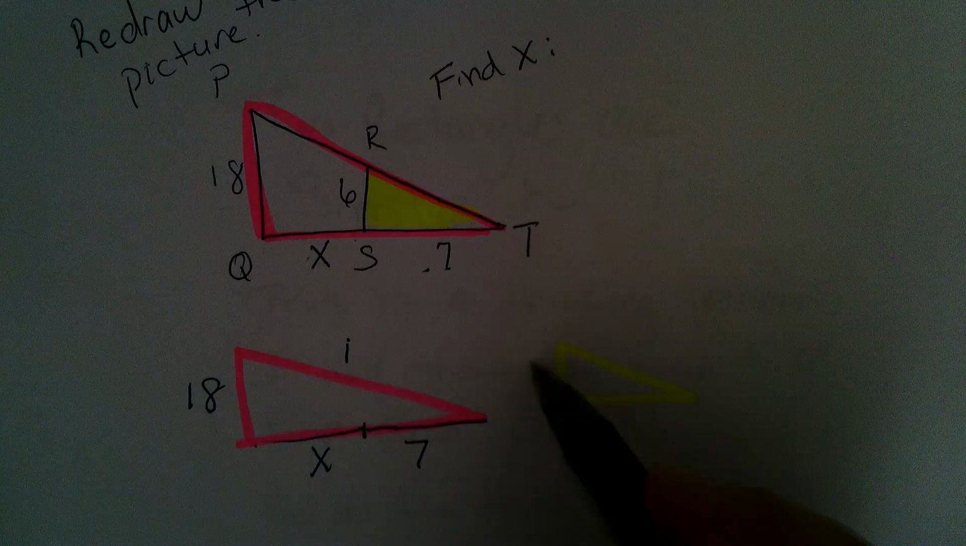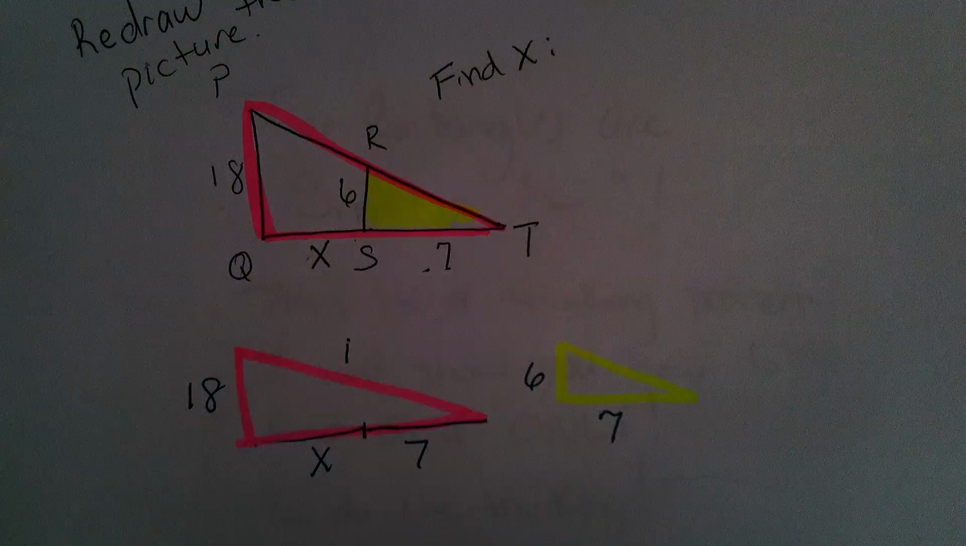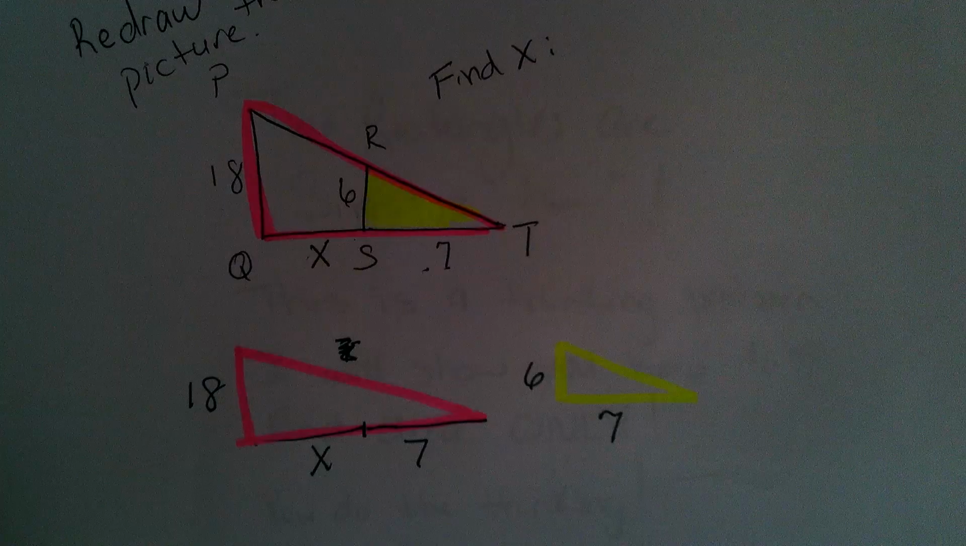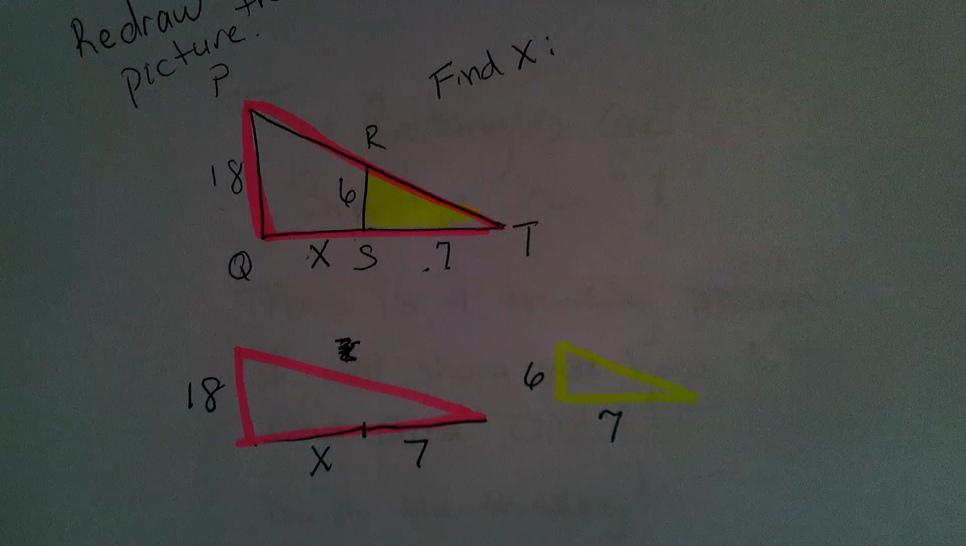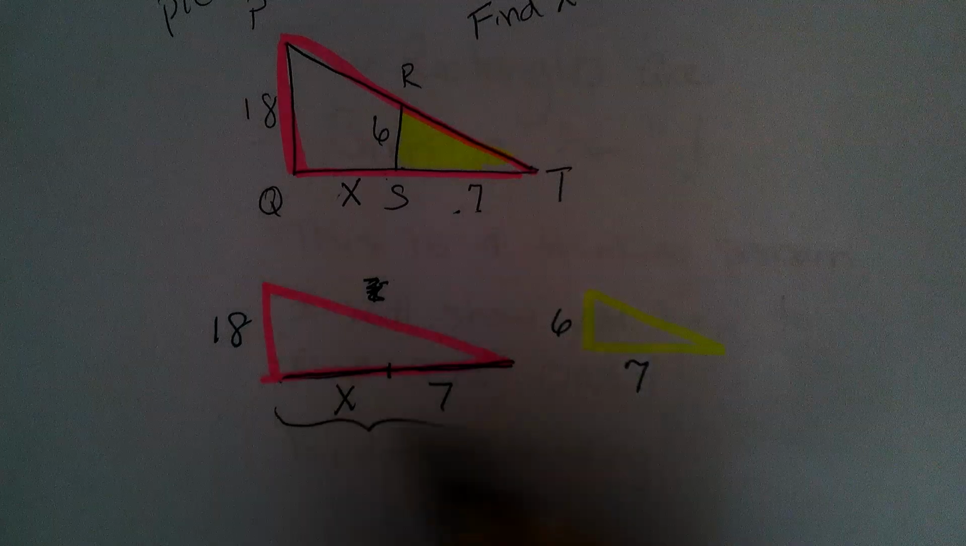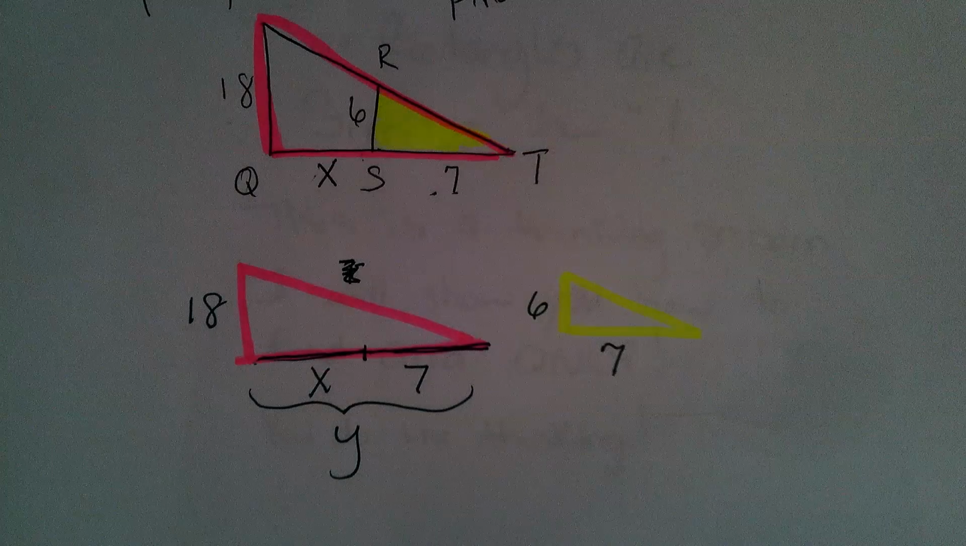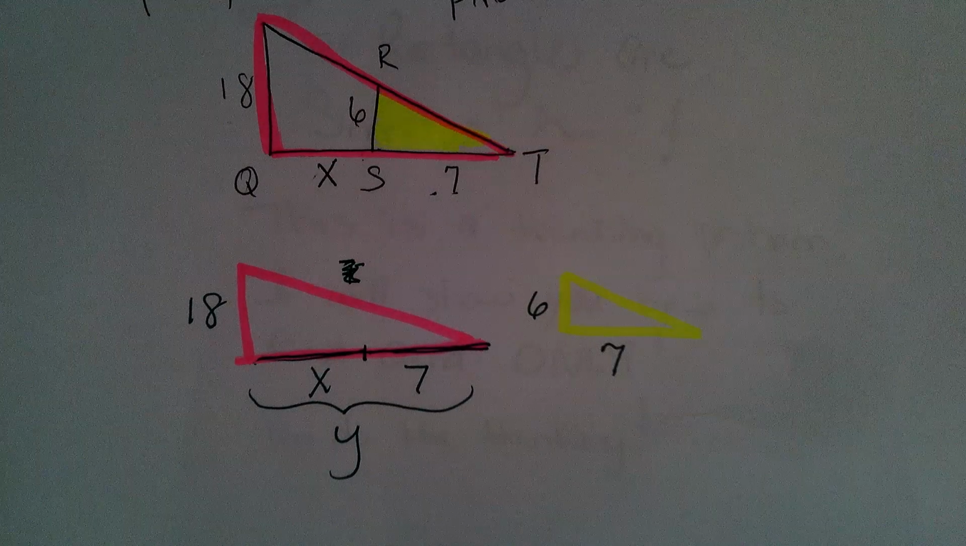This left side of the yellow is 6. The bottom side of the yellow is 7. Okay, so this is exactly what we're doing before. You've got to do your proportions. You want to find this side as if it was a different variable. So I'm finding the side length. Okay, finding the side length.